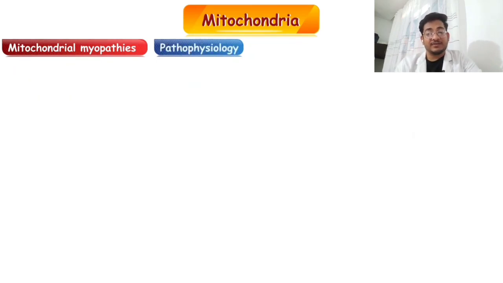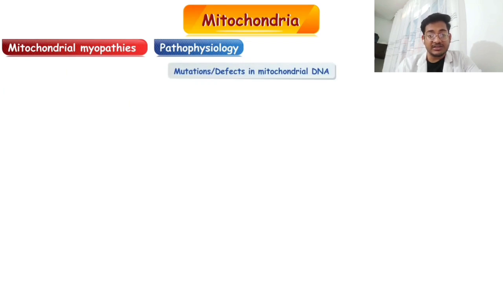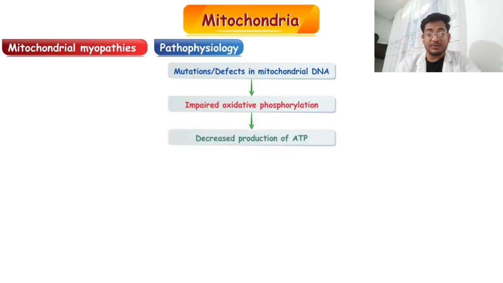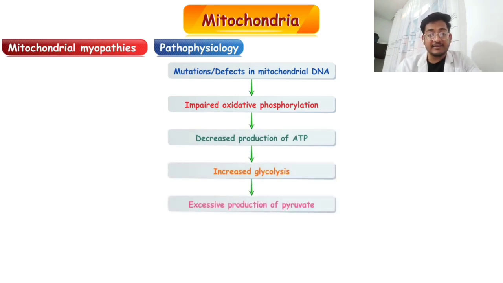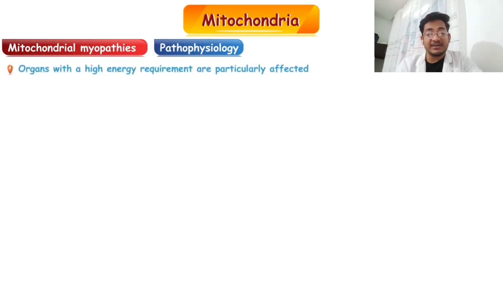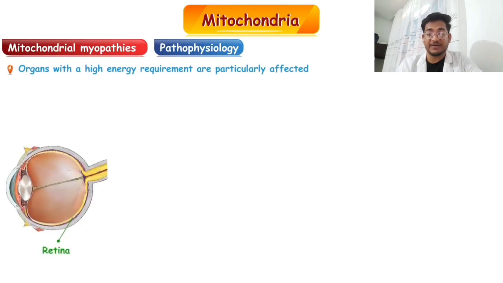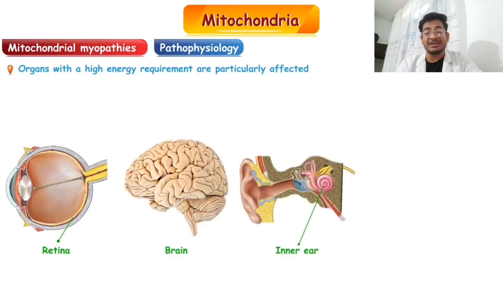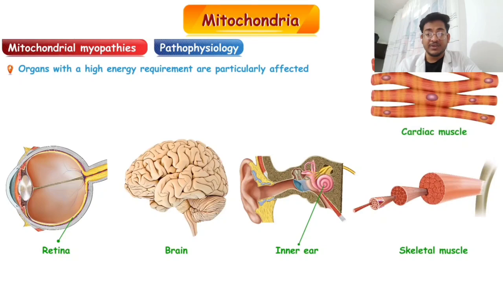Next, the pathophysiology of myopathy: mutation defects in mitochondrial DNA lead to impaired oxidative phosphorylation and decreased production of ATP, which further creates increased glycolysis and excessive production of pyruvate, and accumulation of lactate and alanine occurs. Organs with a high energy requirement are particularly affected, that is the retina, brain, inner ear, skeletal muscle, and cardiac muscle.